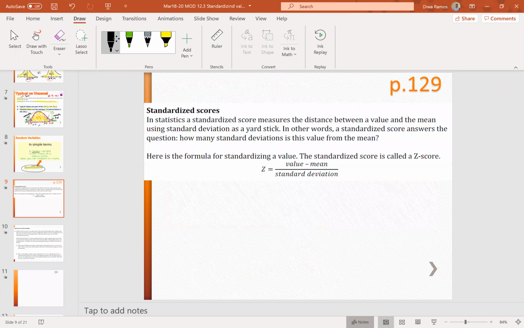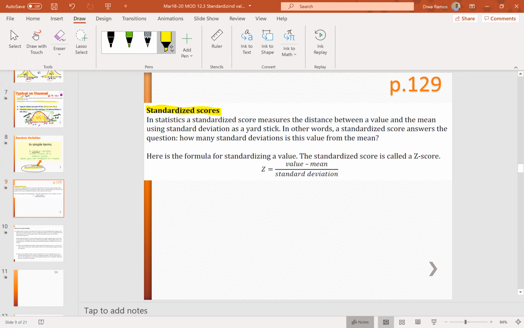All right. If you have your handbook with you, this is the best time to go and start looking at this new topic. And we'll start with standardizing scores. All right. So, what do we mean by standardizing score?